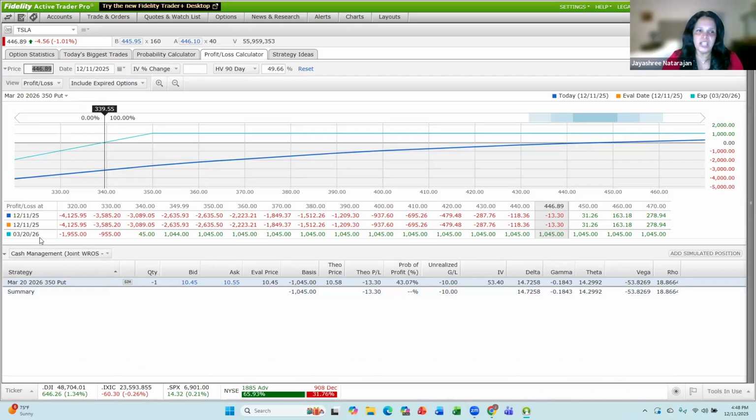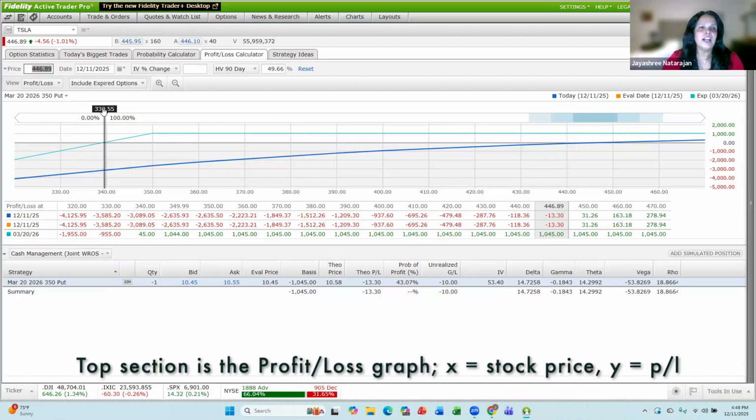How you will read this is on the expiry date. If, let us say, Tesla remains at 445, or whatever, from here to here, you will read it like this. This is the graph, and 339 is the break even. So anything above 339.55 for Tesla will be profitable for this trade on the date of expiry. So if Tesla stays at 340 on expiry, or Tesla stays at 360, you will book the entire $1,045.